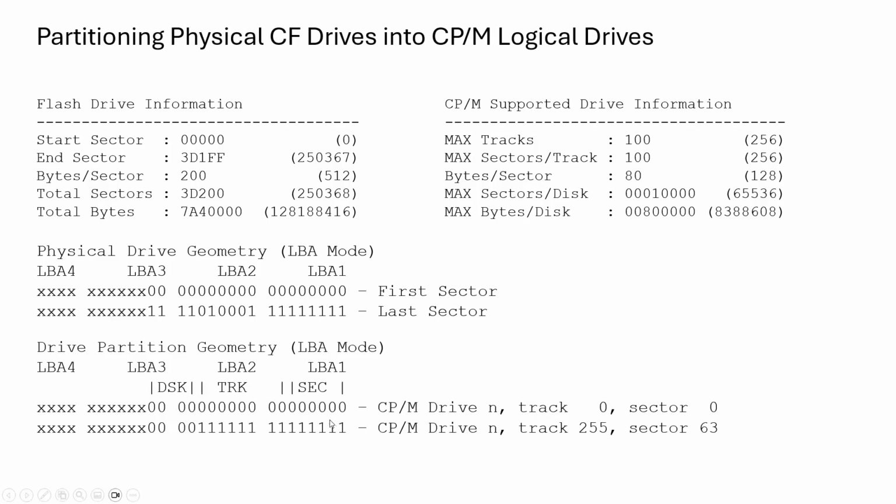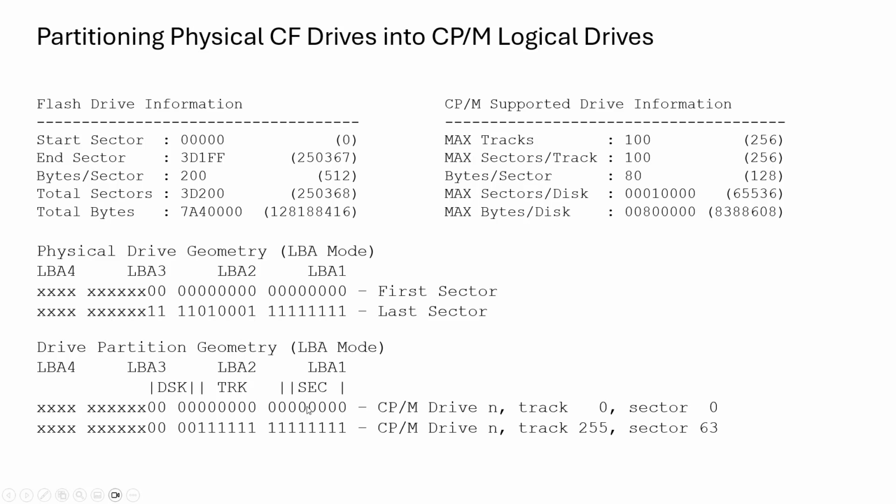What I did is I allocated the lower 6 bits of LBA1 as my sector address. And then I took the upper 2 bits of LBA1 and combined it with the lower 6 bits of LBA2 to make an 8-bit track address. And then I took the upper 4 bits that were left, 2 bits here and 2 bits here, and made those my disk address.